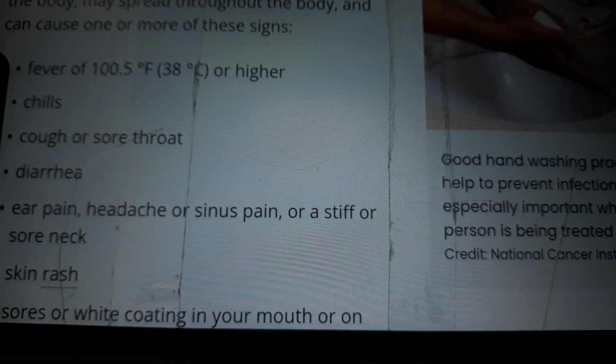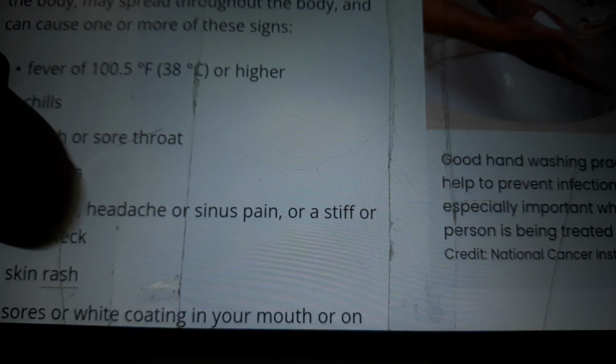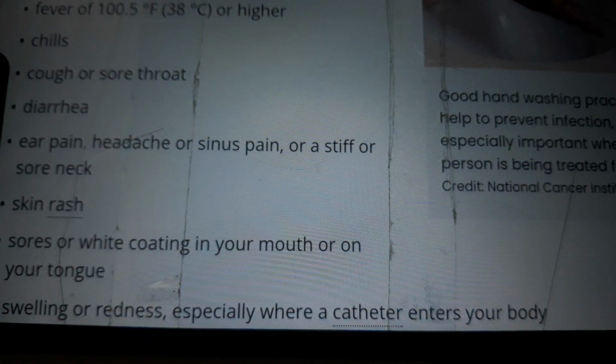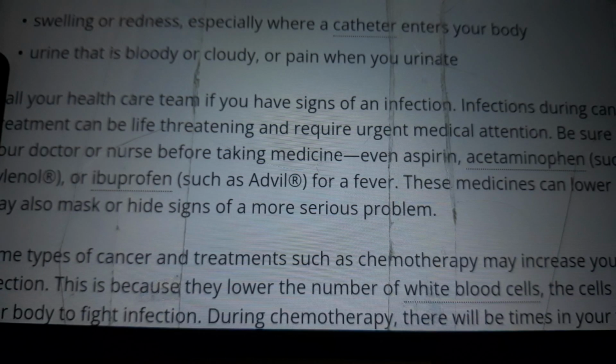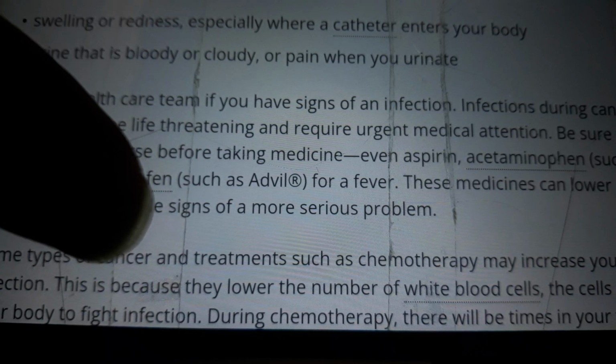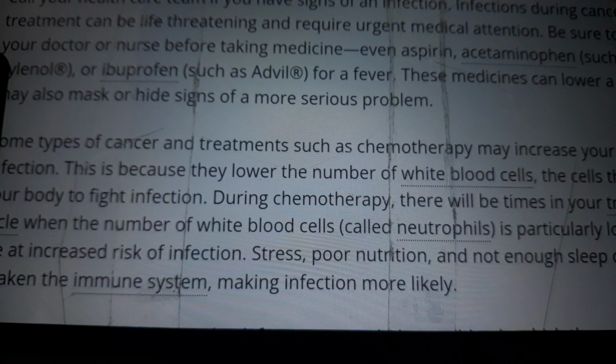Fever of 100.5 degrees Fahrenheit or higher, chills, cough or sore throat, diarrhea, ear pain, headache, sinus pain, a stiff or sore neck, skin rash, sores or white coating in your mouth or on your tongue, swelling or redness, especially where a catheter enters your body, urine that is bloody or cloudy, or pain where you urinate. You can call your healthcare team to check on this, and be sure to talk with your doctor or nurse before taking medicines.